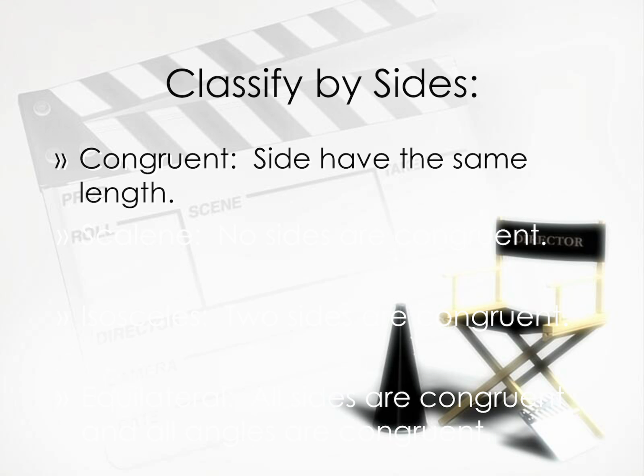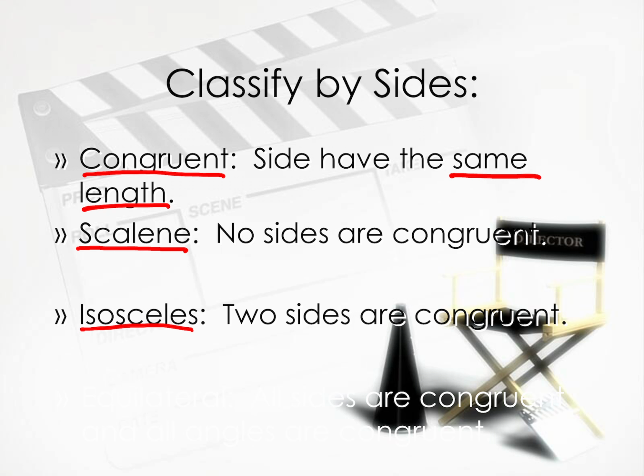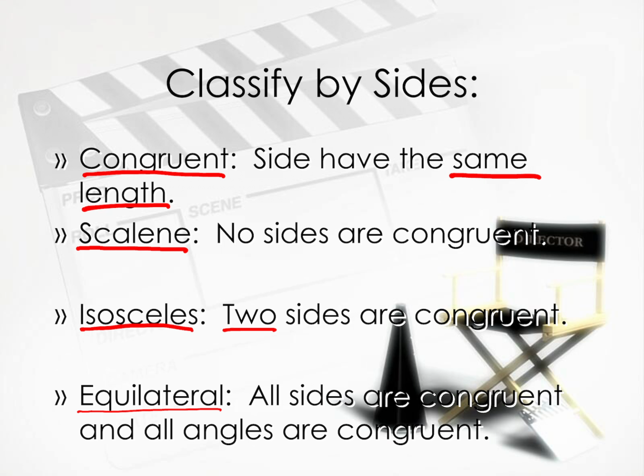When we classify by sides, congruent is not actually a classification, but it means that the sides have the same length. So if all the sides are the same, that means that they are congruent sides. One option is scalene. That means no sides are congruent, so all the sides have a different measurement. An isosceles means two sides are congruent, so two sides have equal measurement. And then we have an equilateral, and that means all sides are congruent. So when it says to classify by sides, you have to do one of these three options. Congruent just means they have the same length. That's not how you classify a triangle.